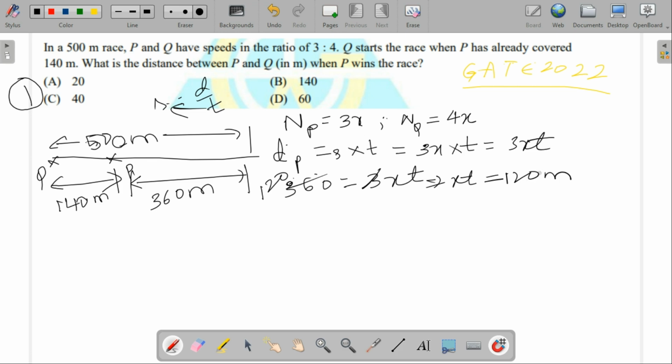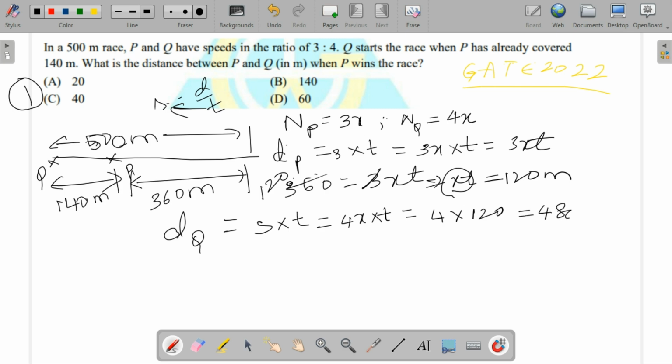So let's have it, and let's try to find similarly the distance for Q. So distance traveled by Q is equal to speed into time. So speed in this scenario will be 4x, and t. So 4 into, we already know the xt value, which is 120 meters. So if we multiply it, we'll get 480 meters. So this is the distance traveled by Q when P has already completed the race.